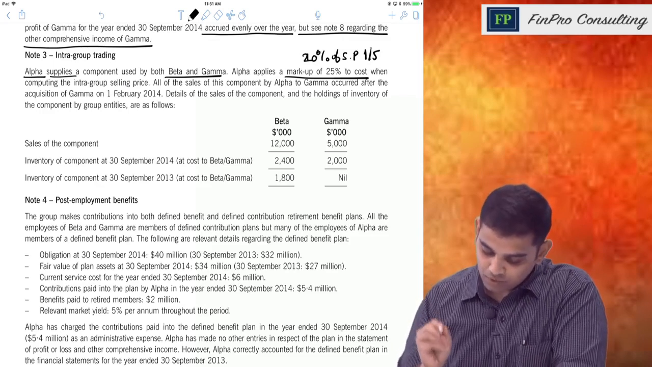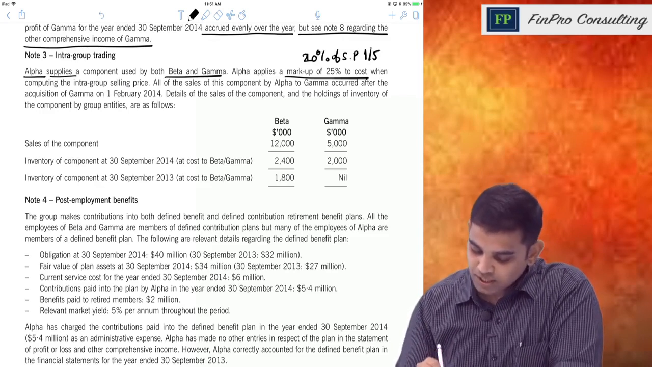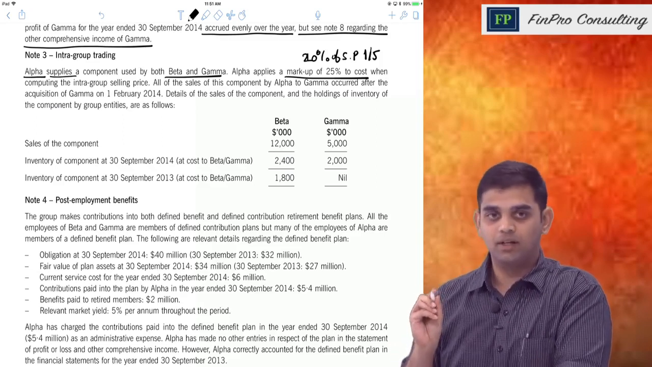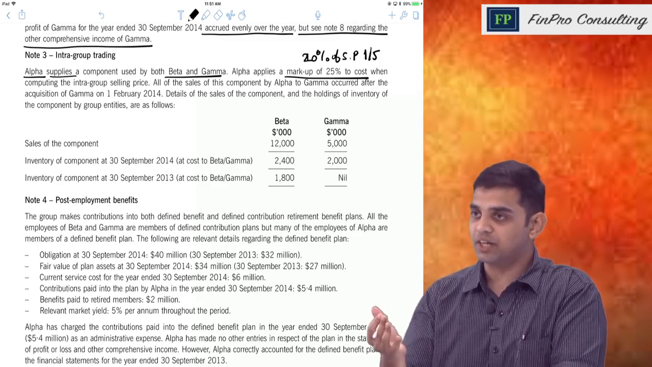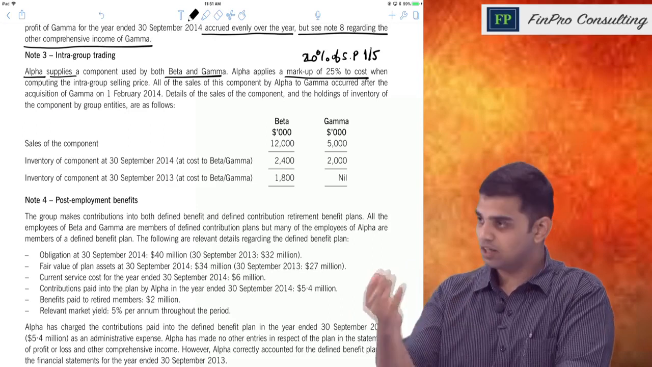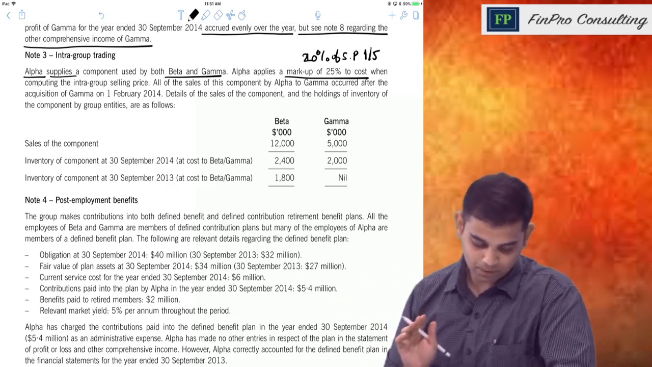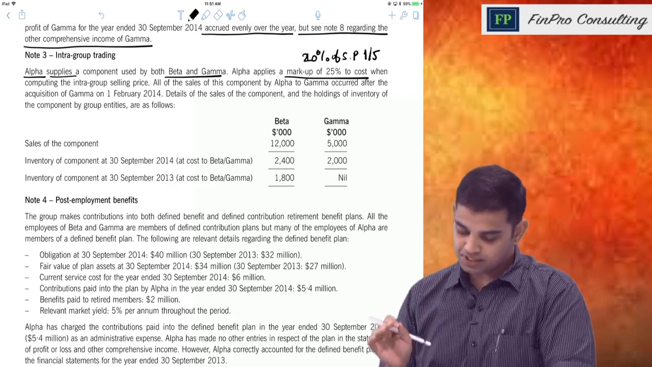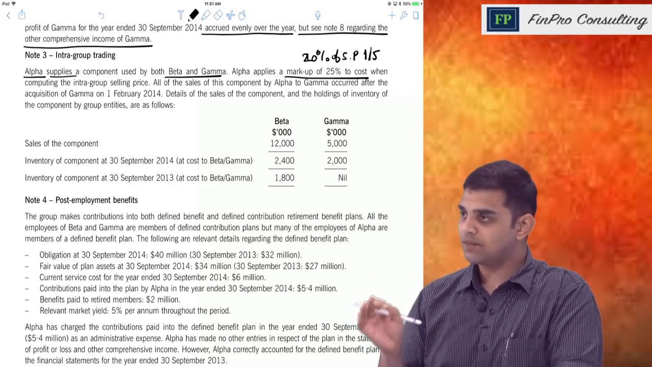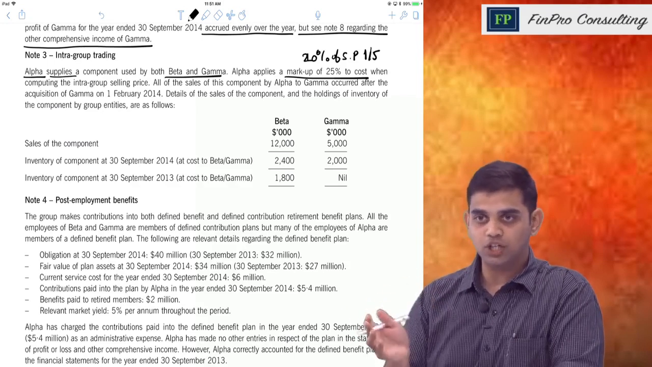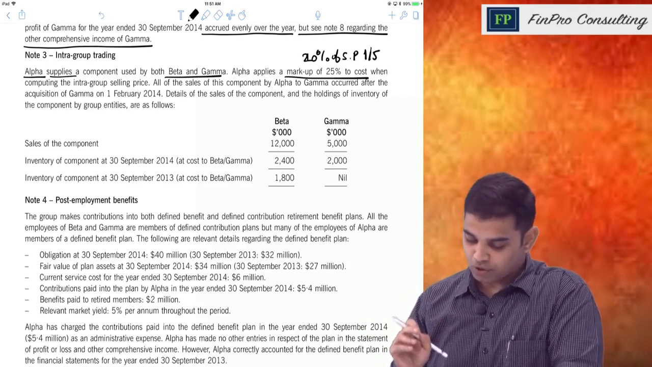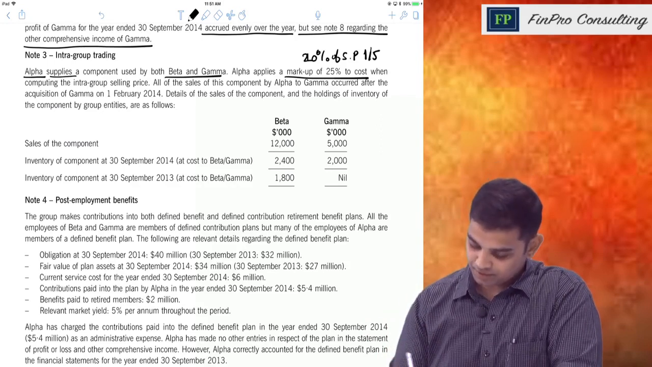Right? Also, one of the important things to notice, all of the sales of this component by Alpha to Gamma occurred after the acquisition of Gamma. That means everything is post acquisition. Whenever it is post acquisition, you have to eliminate in full, because it is during the time it was a subsidiary, right? Now they have given total sales, which is 12,000 and 5,000. So everything is post acquisition. So entire 17,000 revenue will be eliminated on consolidation. Inventory component at 30th September 14. So this is basically closing inventory.